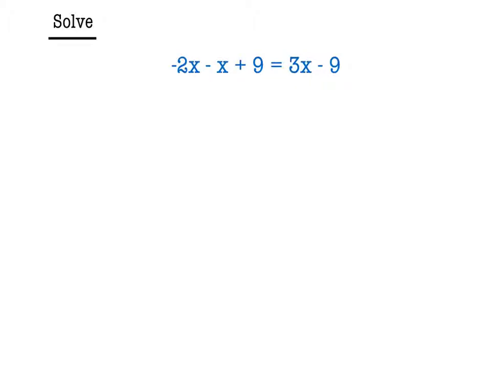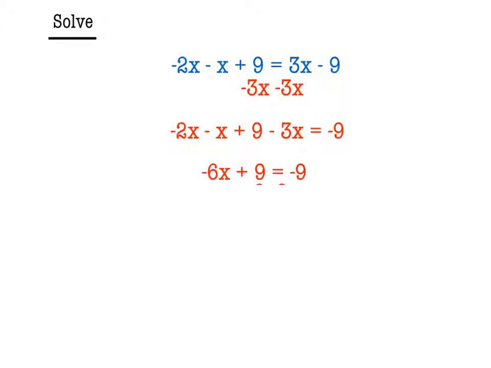Now that we know how to solve with variables on both sides, we can move to a more complex equation. This more complex equation is negative 2x minus x plus 9 equals 3x minus 9. Now we do the inverse operation of 3x to both sides of the equal sign, so then it will cancel out. So our new problem is negative 2x minus x plus 9 minus 3x equals negative 9. Now we combine like terms and get negative 6x plus 9 equals negative 9.